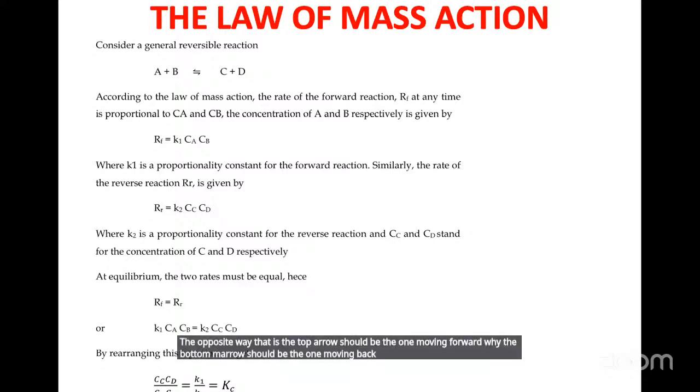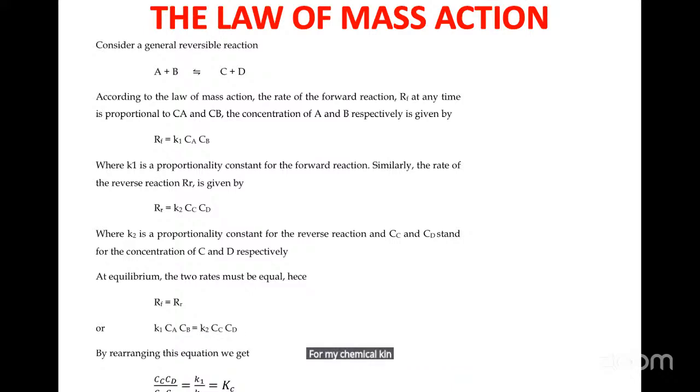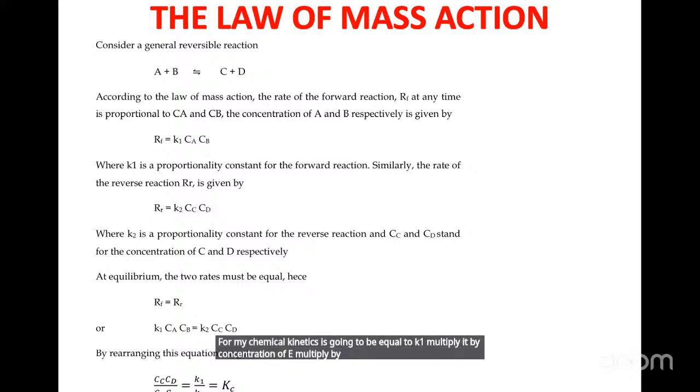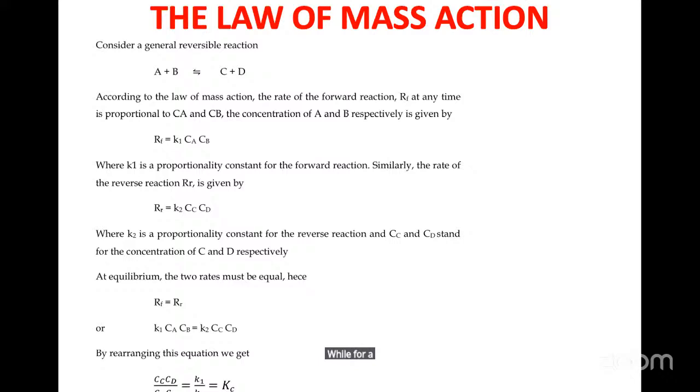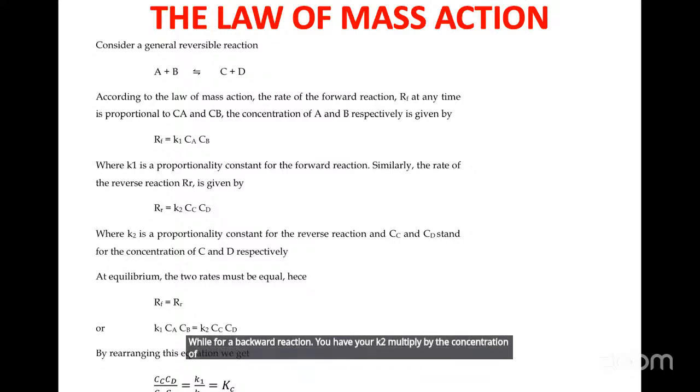So now for that forward reaction, our rate of forward reaction, from our chemical kinetics, is going to be equal to K1 multiplied by concentration of A multiplied by concentration of B, assuming that the order of reaction with respect to each of them is 1, 1. While for the backward reaction, you have K2 multiplied by the concentration of C and concentration of D. That means in the case of the backward reaction, your reactants now are going to be your C and your D.